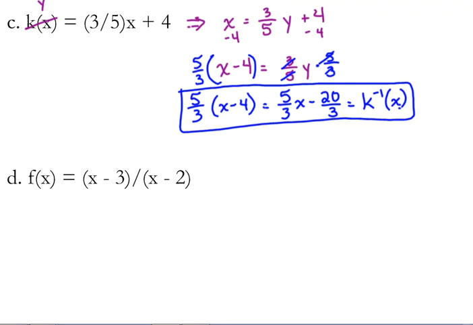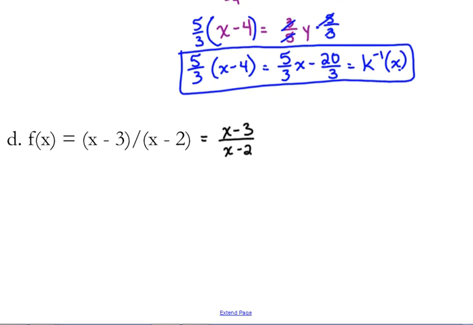All right, let's look at one that's not linear. Okay, now the computer was not being friendly to me when I was trying to type this in. This is what it would look like on a printed page. Okay, x minus 3 over x minus 2. It just really wasn't cooperating when I was trying to fix this. So we have f of x is equal to x minus 3 over x minus 2.